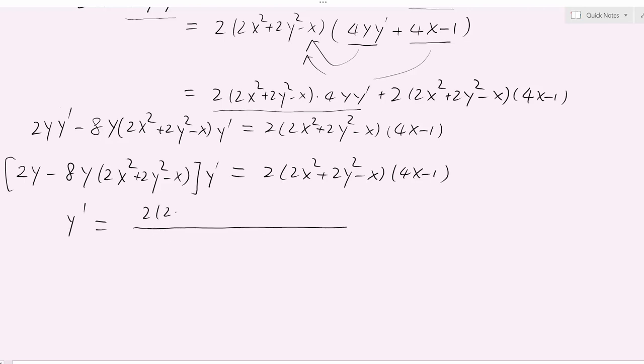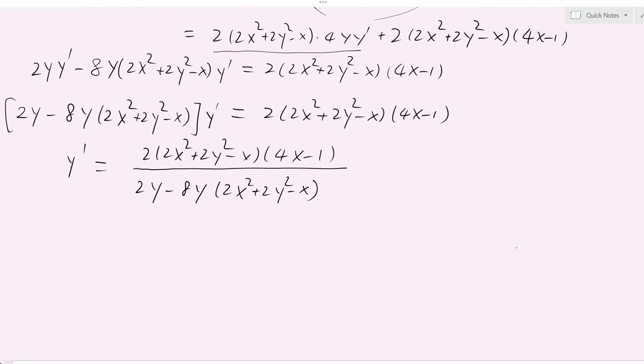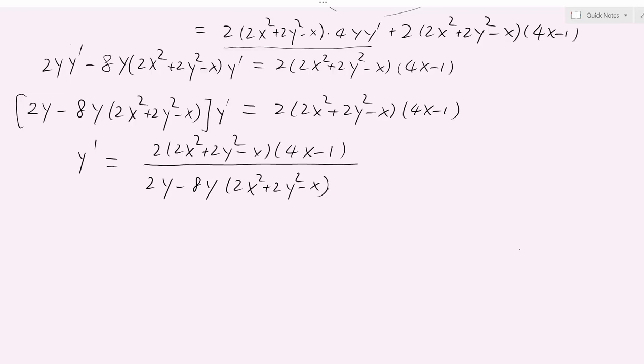We just copy these things over here. Minus x, just make sure we copy everything correctly. And this is going to be 2y minus 8y times (2x squared plus 2y squared minus x). And there is no need to simplify, and that is the derivative of y with respect to x.